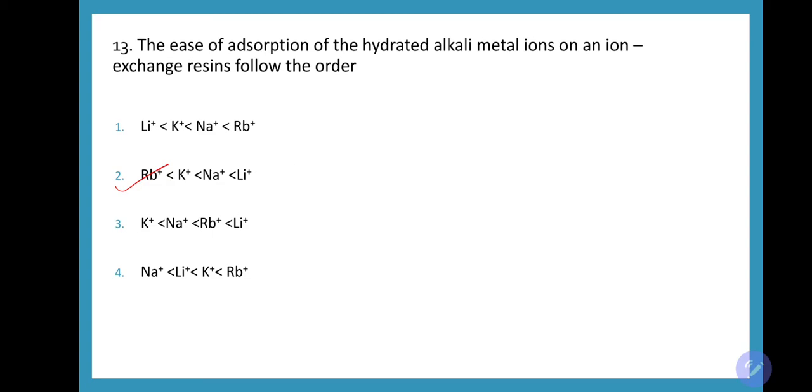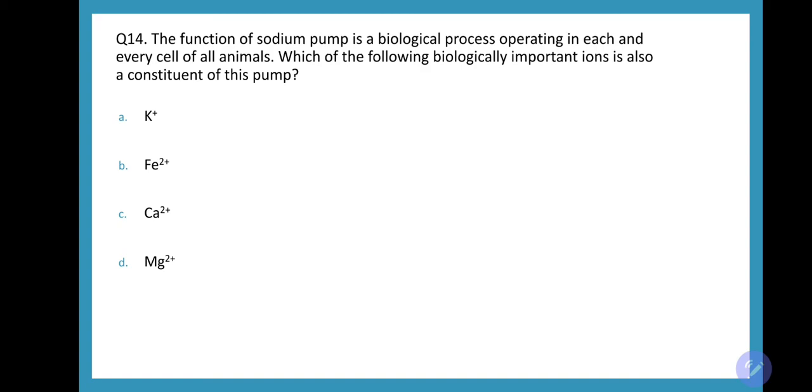Now the next question: the function of the sodium pump in a biological process operating in each and every cell of animals. Which of the following biologically important ions is a constituent of this pump? You have to tell which biologically important ion is also a constituent of this pump. The answer is potassium. Potassium is one of the constituents of this pump. Okay, now let's see the next question.